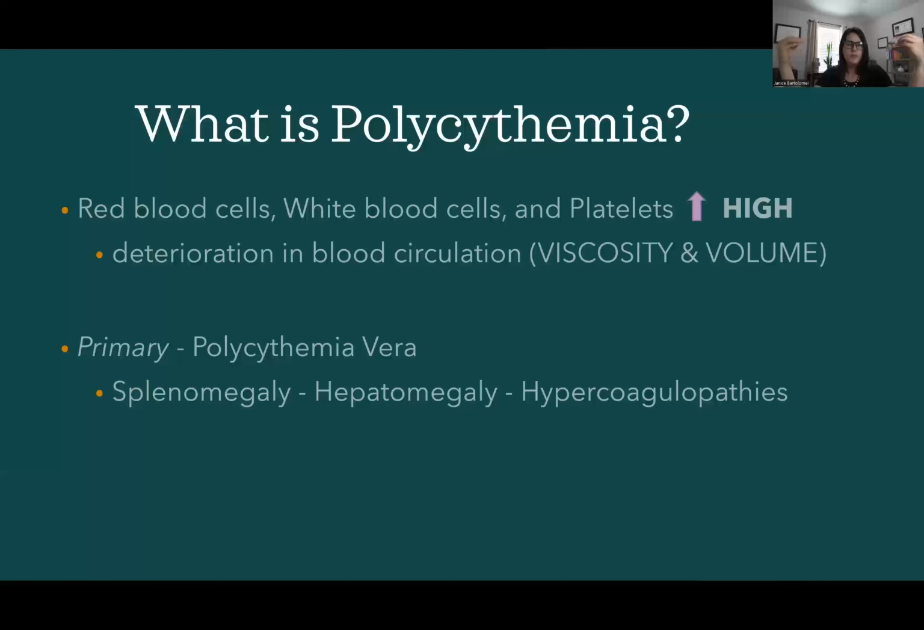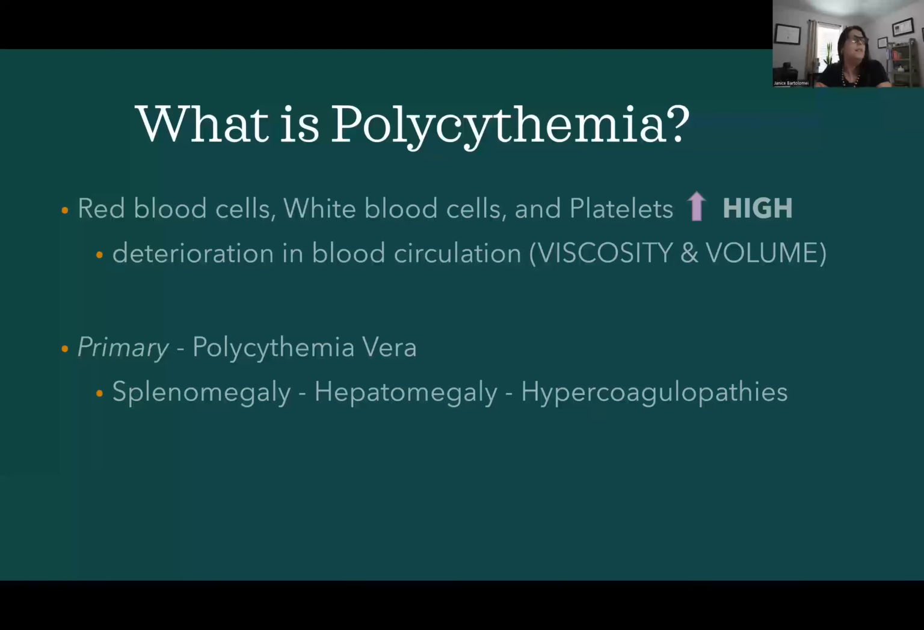Polycythemia is kind of subdivided into two. For adults, we cover primary polycythemia. In primary polycythemia, you have the three components of the blood, so red blood cells, white blood cells, and platelets are super, super, super high. But in general, polycythemia is just an abundance of red blood cells.